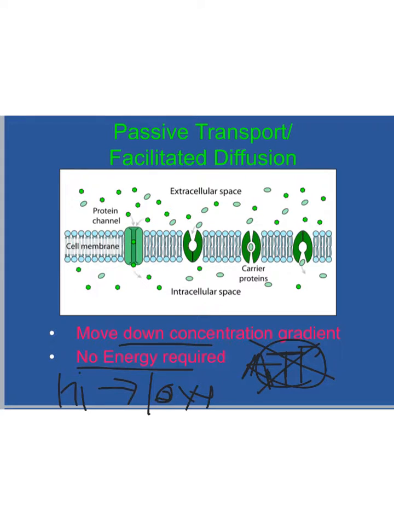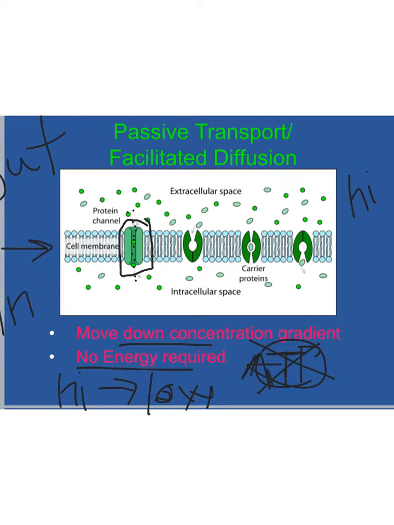If you look here, we have our cell membrane. We have our extracellular space, that's outside the cell membrane, and then we have our intracellular space down here, that's inside the cell membrane. Here you can see extracellularly we have a high concentration of these ions or molecules that we want to move across the cell membrane. So we have a channel here. This is just a pore in the membrane that is going to allow these molecules to pass through. You can see they can just pass right through that channel or pore.